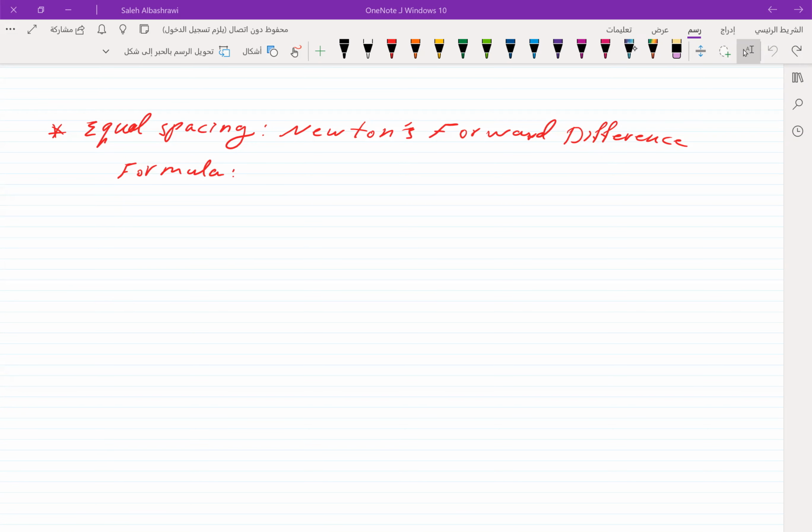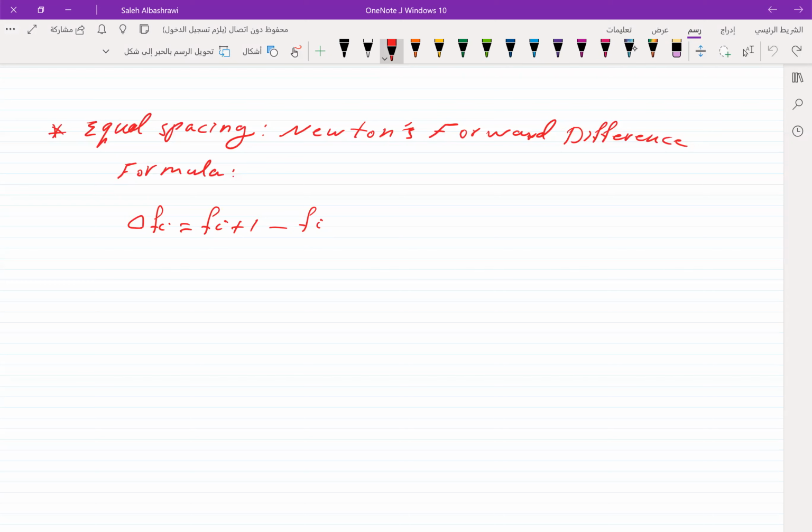Last part we spoke about the Newton's difference or divided difference interpolation. And we said that the Newton's divided difference interpolation is based on the difference operator, where the difference operator is given by delta f_i equal to f_{i+1} minus f_i.